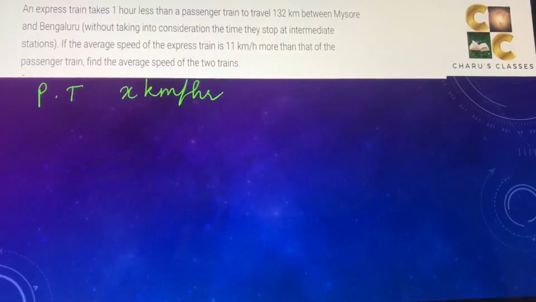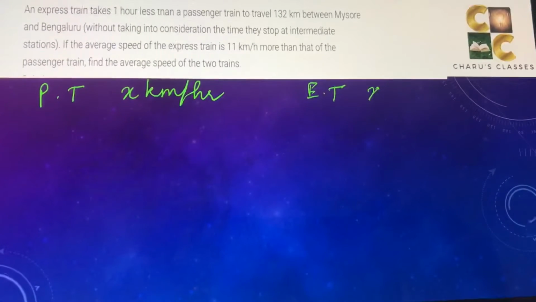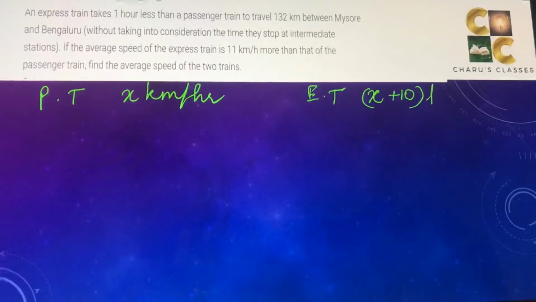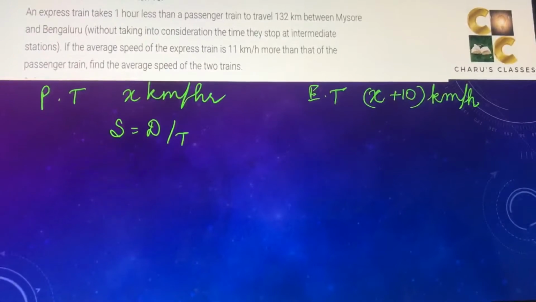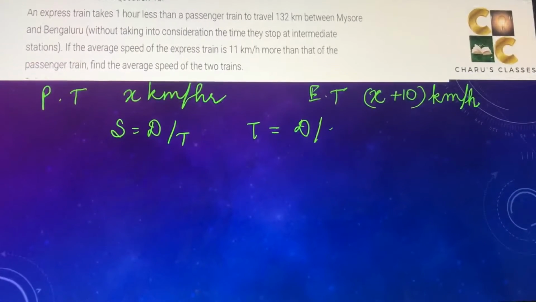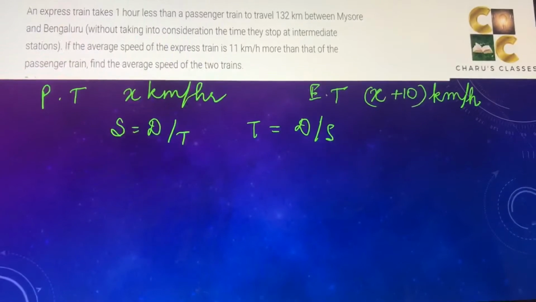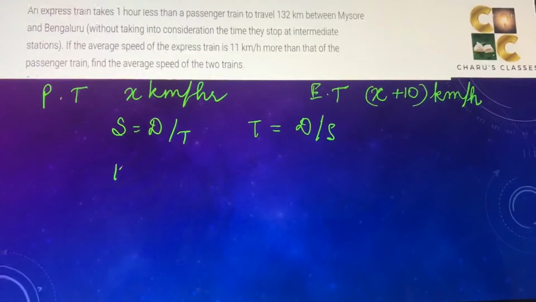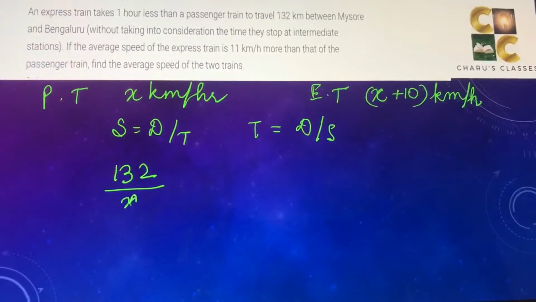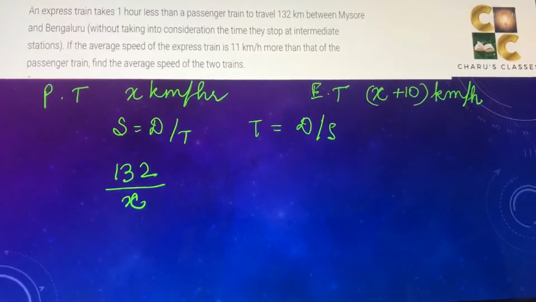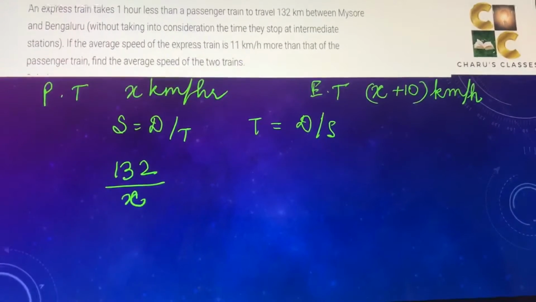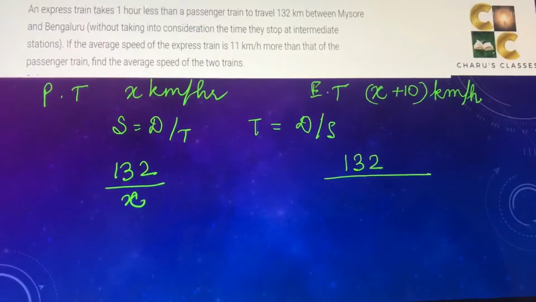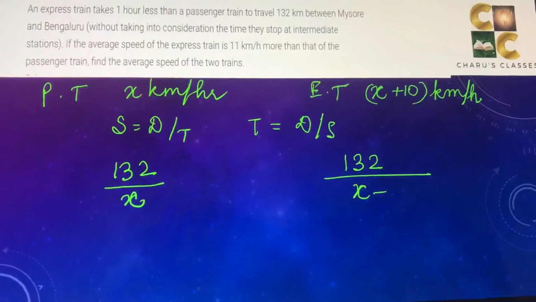And the average speed of the express train, it is given, that is 11 km per hour more. So that will be x plus 10 km per hour. Now we know that speed is equal to distance by time. So I can write time is equal to distance by speed. For the passenger train, the distance is 132 km and the speed is x. So the time taken by the passenger train will be 132 by x, and the time taken by the express train, the distance is 132 and the speed of the train is x plus 10.